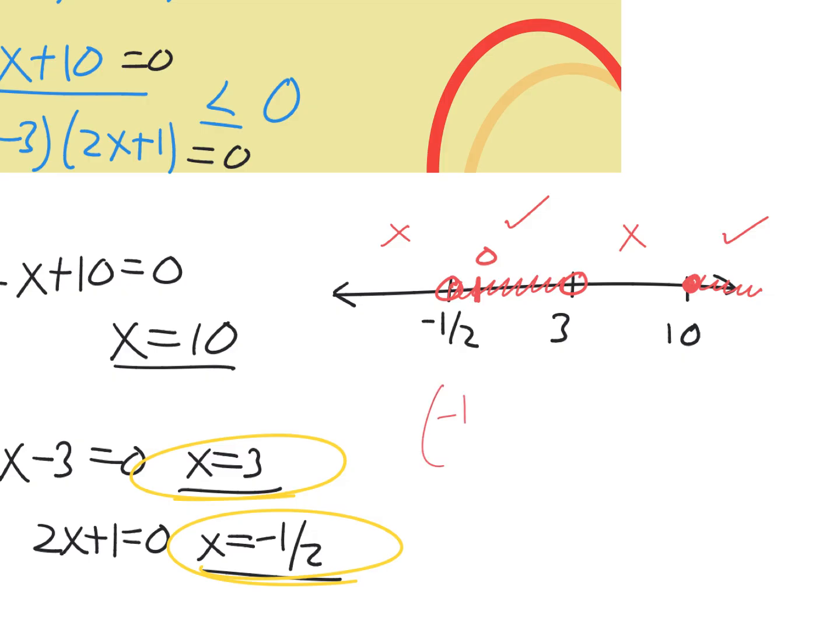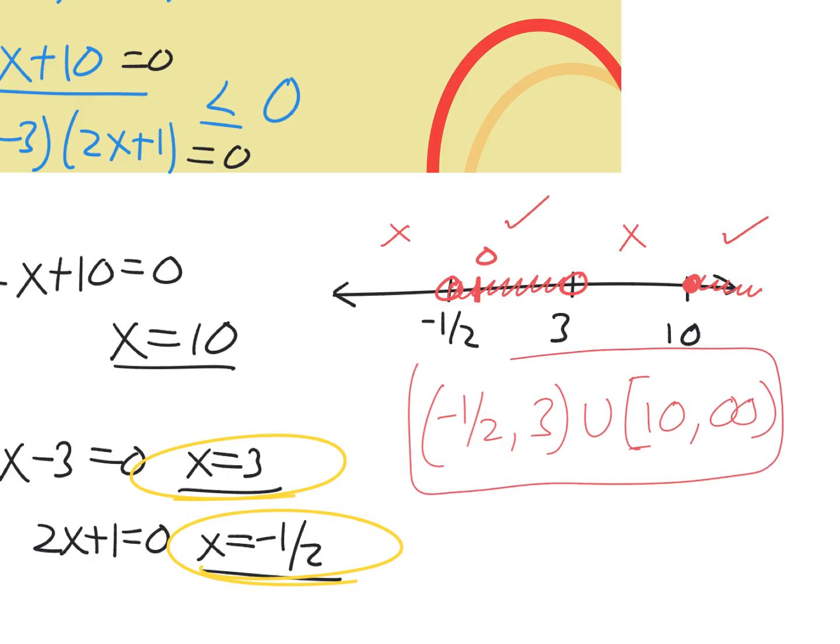All right, and writing our answer in interval notation, it's going to be negative 1/2 comma 3. Union, it's going to be with a bracket over here from 10 to infinity. And this is our answer in interval notation.